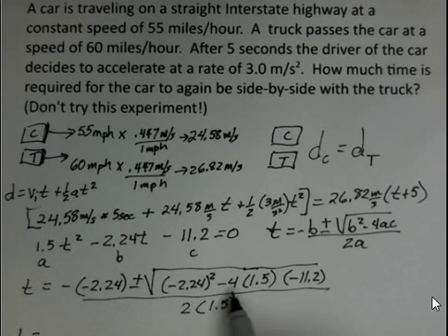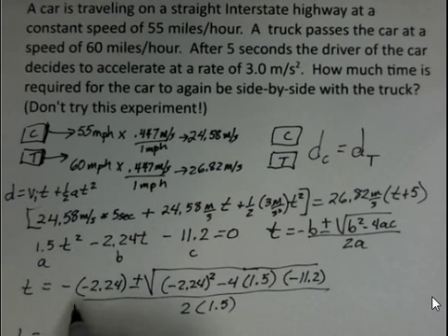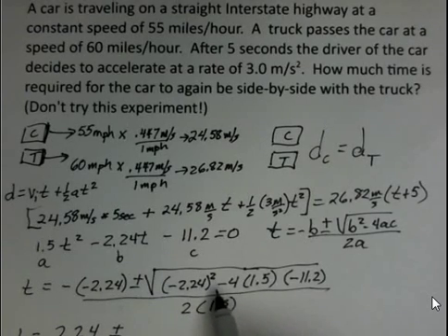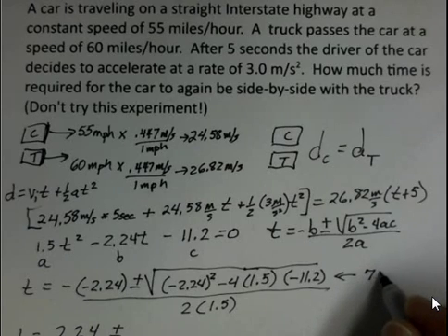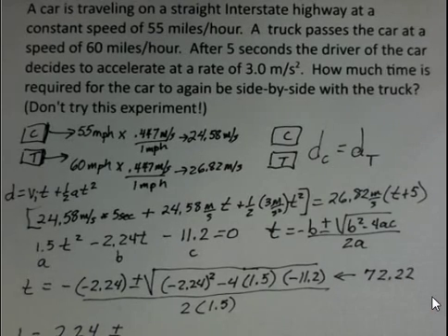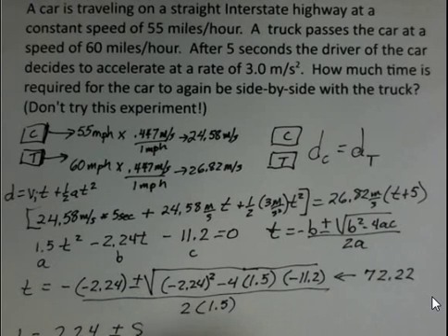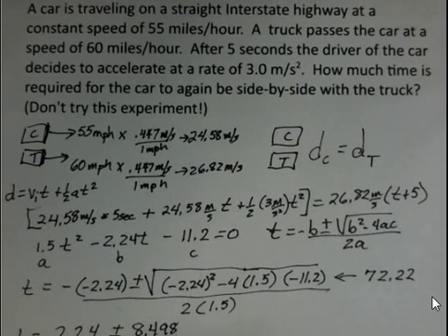I like to do b squared minus 4ac first, and then take a square root. I'm going to multiply minus 1 and minus 2.24 here, so I get 2.24 for this first term. The b squared minus 4ac, the contents underneath the radical, I got 72.22. And after I took a square root of that, I get 8.498. And we're dividing by 3 here.